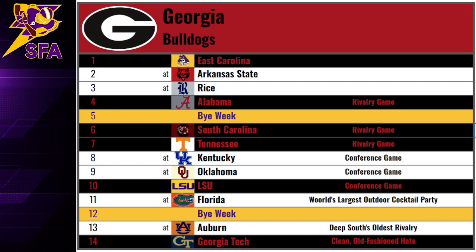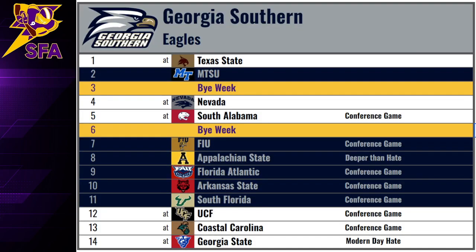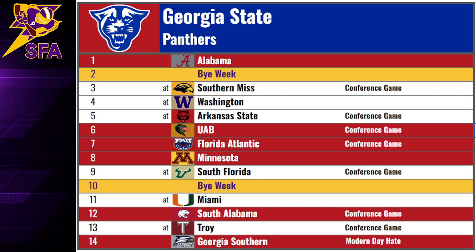All right, now we're going to do Georgia Southern. There you're going to start out with Texas State. They've got MTSU, Nevada, and then it looks like App State, deeper than hate. Then we got Georgia State next, and they face Alabama week 1. They also have Washington and Minnesota and Miami. Oh, Georgia State. Unbelievable. Georgia State drew a very tough non-conference. Luckily, nobody's trying to build that team up, but geez.